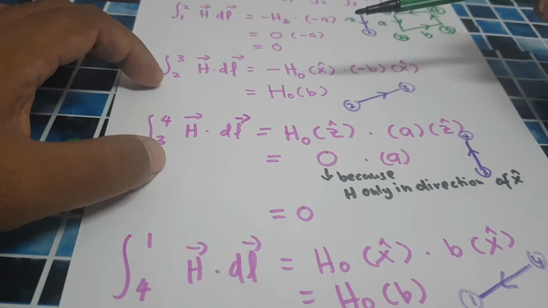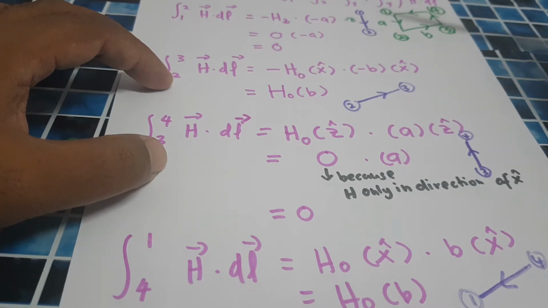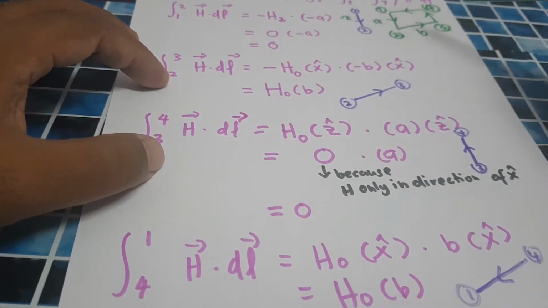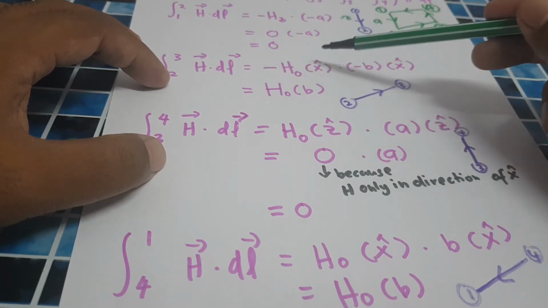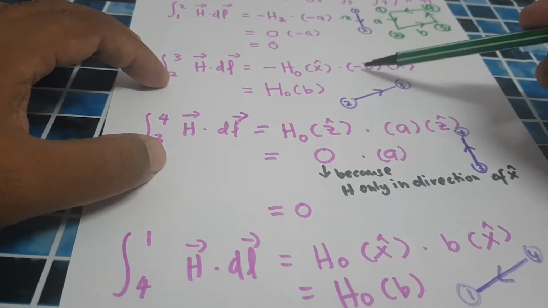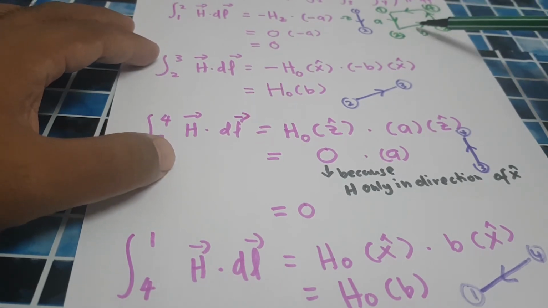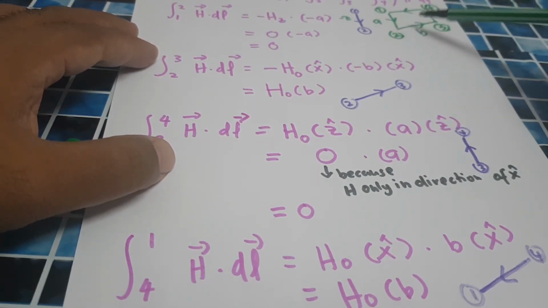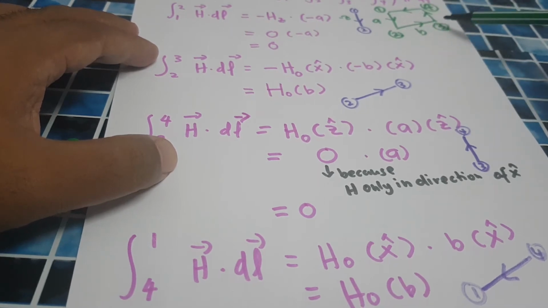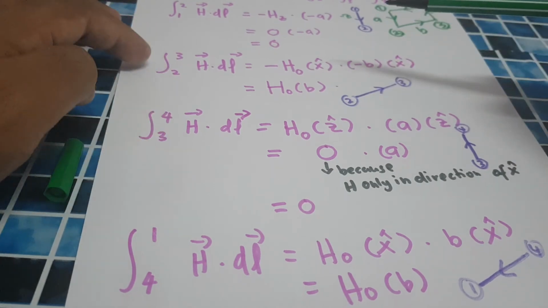So what happens with the integral from 2 to 3? Here H is toward the negative x direction. So we have negative H naught in the x direction dotted with dl, and because it is toward the negative x, b is also negative. The negative times the negative x direction gives H naught times b for line 2 to line 3.